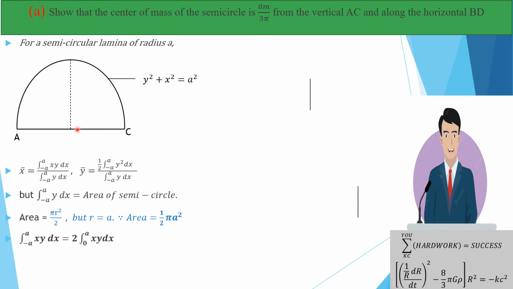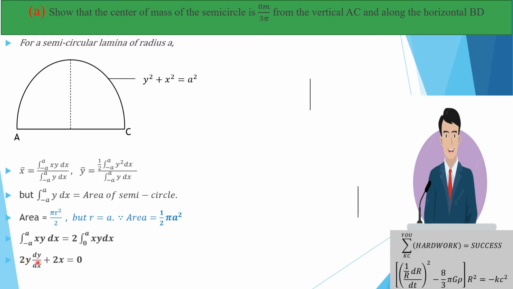that bisects this region. So if I'm integrating from negative A all the way to A, it's just the same as 2 times the integral from 0 to A, because this guy bisects this region. So that's what I've written here, 2 times the integral from 0 to A of x, y. So in place of x, y, what I'm going to do is differentiate this guy implicitly.